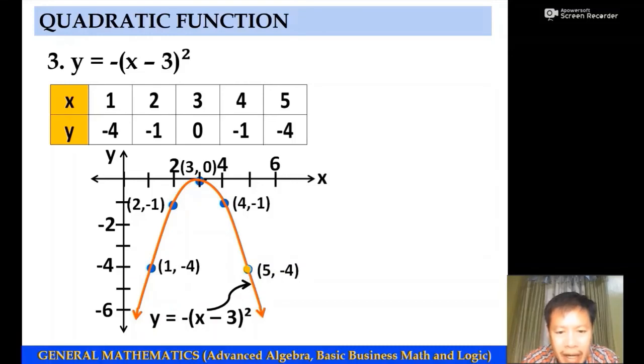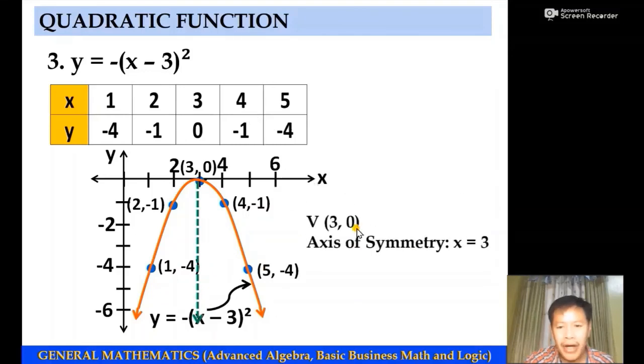How can you say that they are symmetric? Same ordinate with 2 different abscissas. Take note, this is not 1 to 1. Now, our axis of symmetry is this one, passing through the vertex. Therefore, our vertex is 3 and 0. And our axis of symmetry is x is equal to 3. And that is the line passing through the point 3 and 0.